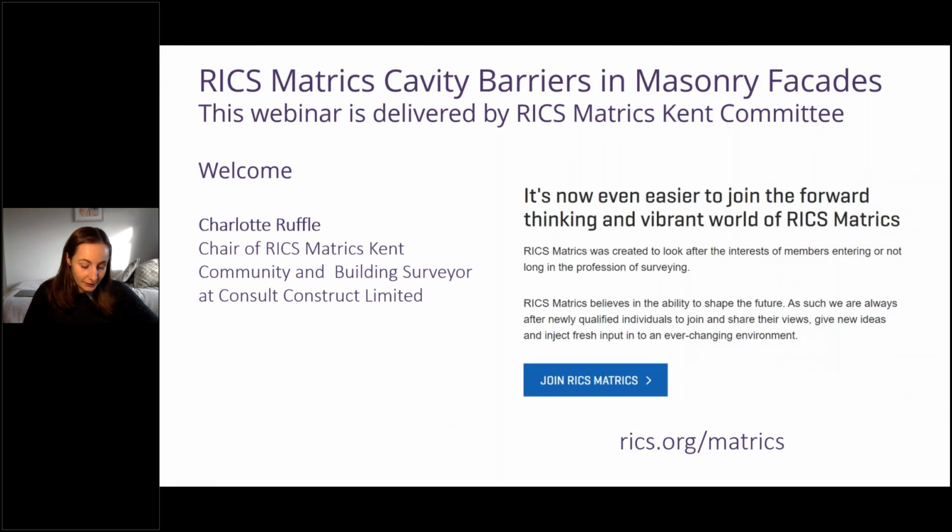Today's presentation is on cavity barriers in masonry facades, and the presenter today is Barnaby Carlick from Siderise.